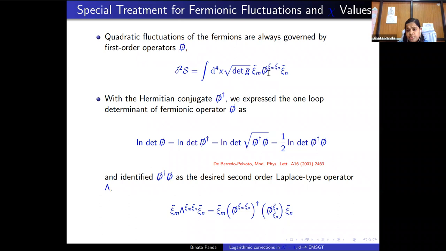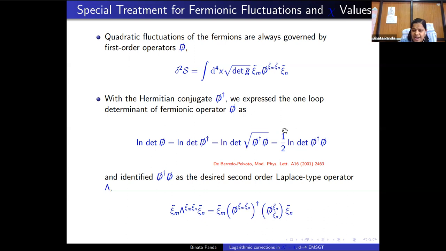So we have to make a special treatment for the fermionic fluctuations. You can use the Hermitian conjugate of the kinetic operator and then calculate the corresponding Laplace type operator, and apply the heat kernel method. While you are taking the contribution in the formula for the one loop effective action, there will be an extra half factor, since it's like a square root when you take the logarithm of the determinant of the operator. So for the fermionic fluctuations, you consider the quadratic fluctuation, take the first order operator, square it to make a Laplace type operator, and then calculate its contribution.